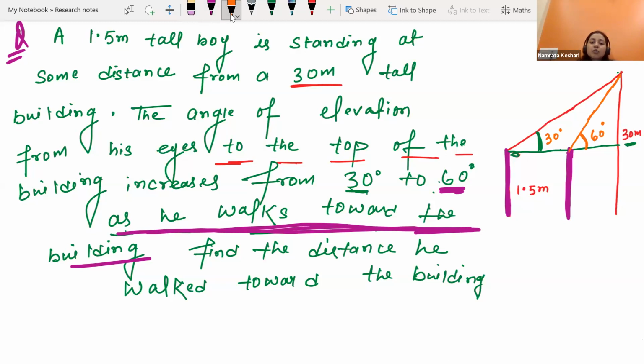Find the distance he walked toward the building. This distance we need to find. This much only. However, we will join the other part also, but this much distance only we need to find. Getting it? Is the question clear to all of you? Yes or no? Yes.